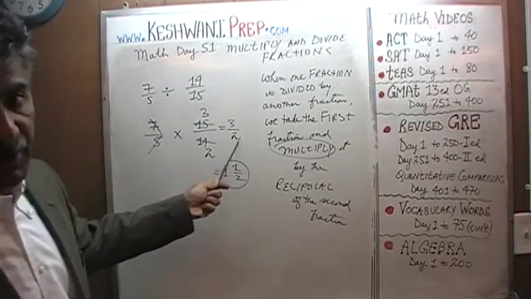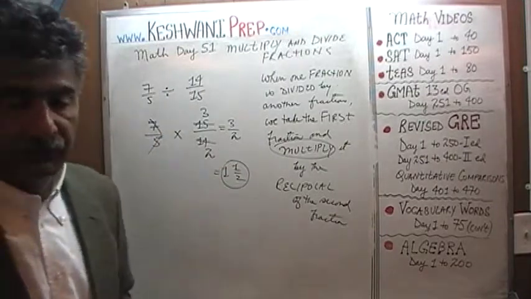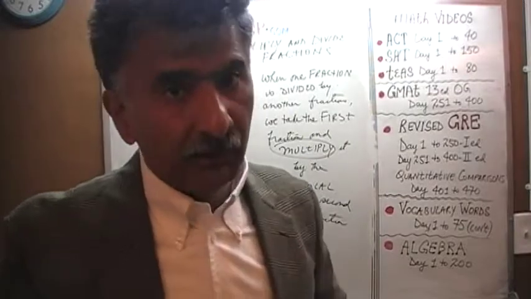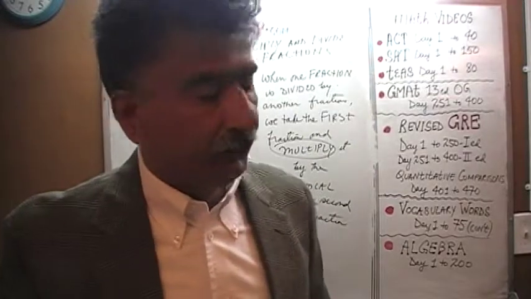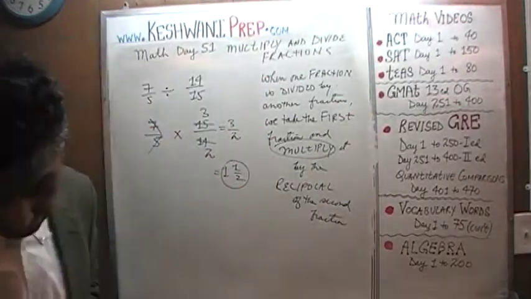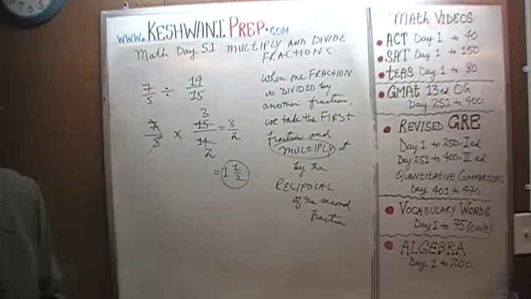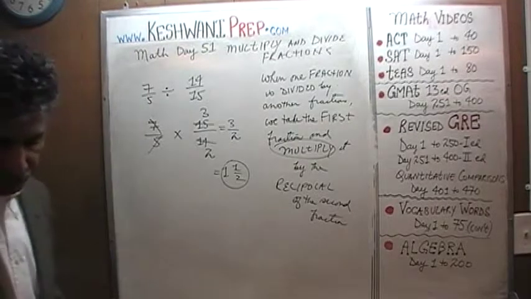3 over 2, which is 3 halves, and you have 3 halves. 3 halves, of course, is same as 1 and 1 half, because 2 halves make a 1. So 3 halves is 1 and 1 half. Let's do one more. Number 6.